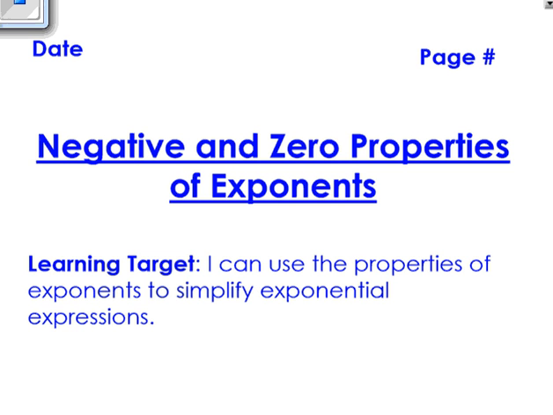Alright, so today we're talking about negative and zero properties of exponents. You need to make sure you get down your date and your page number, and that you add this into your table of contents, and you get down your learning target and things like that.